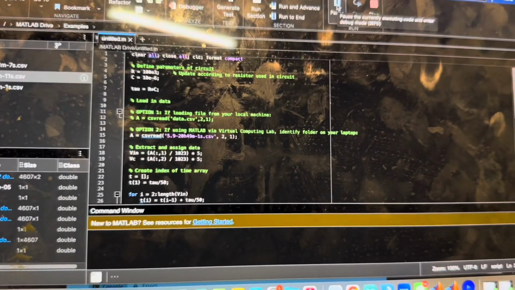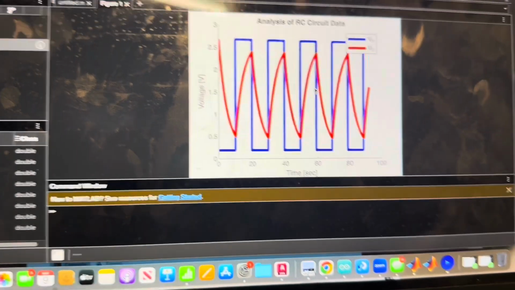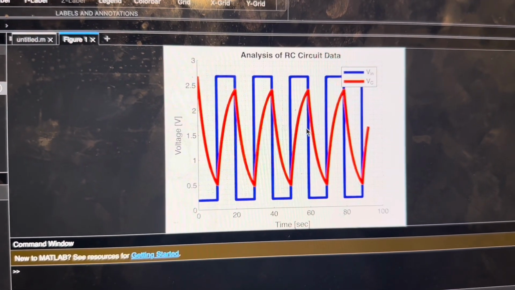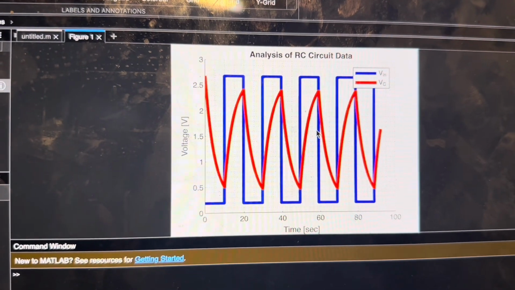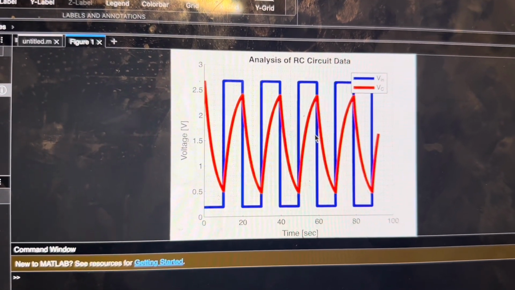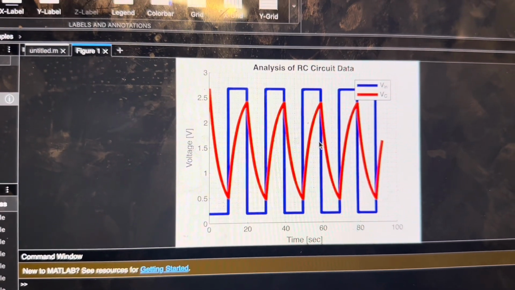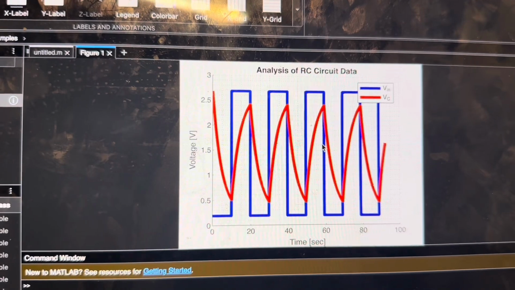running the MATLAB code. This is for the 10K resistor. You can see it sort of follows a first order system. It's charging and discharging pretty quickly. This could be due to limitations from the power coming through the resistor. But yeah, it follows the exponential charging and discharging pattern.